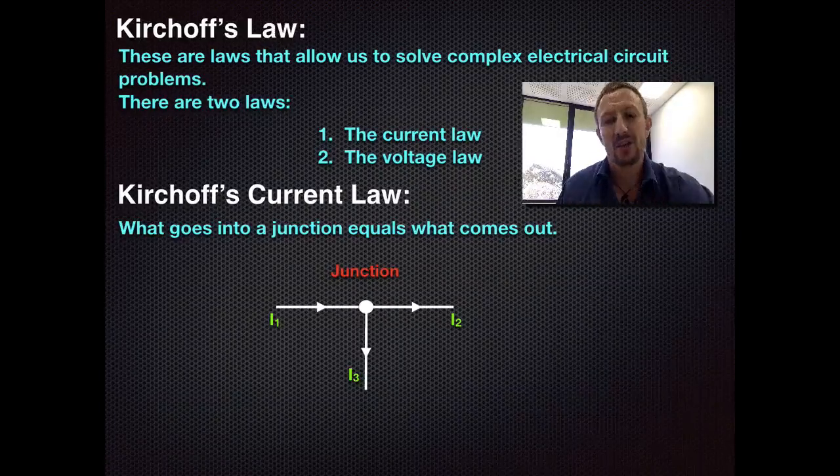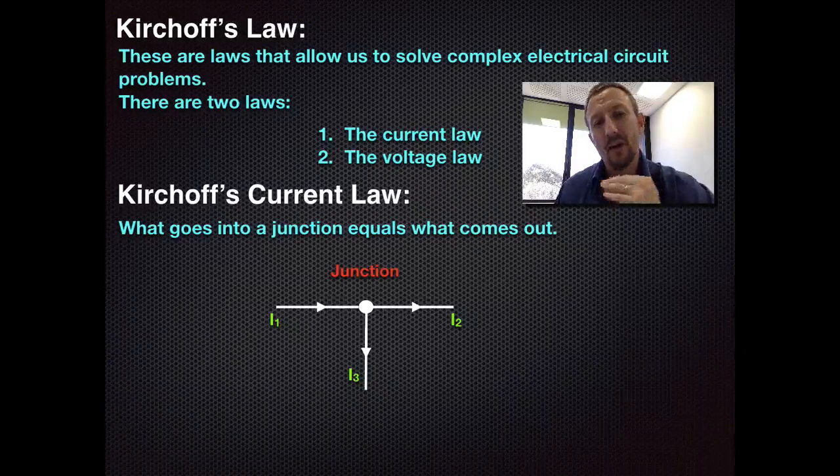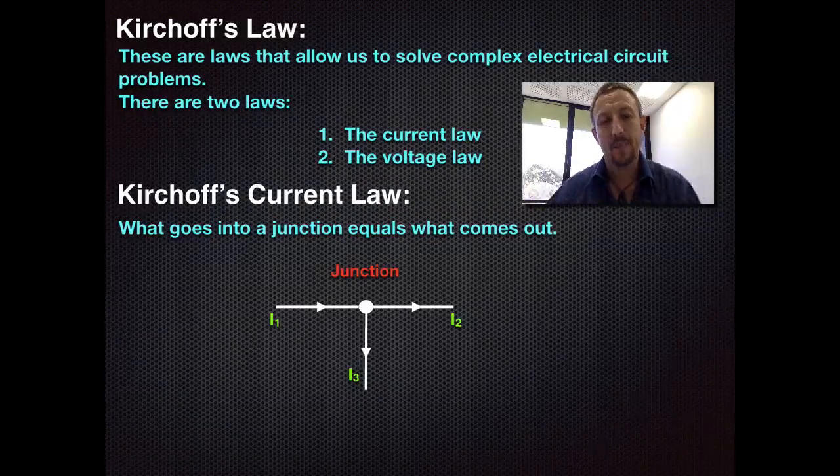So let's take a junction like we've got in the diagram that we've got here. You can see that we've got one arrow going into the junction, that's the white blob, and then we've got two arrows coming out of the junction. So basically, whatever goes in, I1, the current going in, then splits up and goes out I2 and I3.